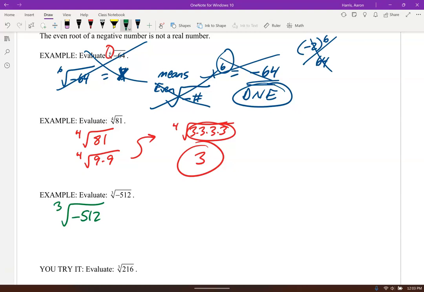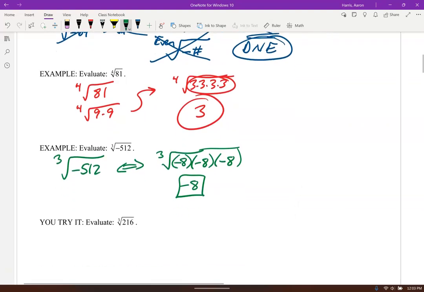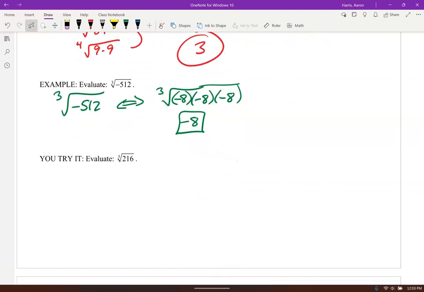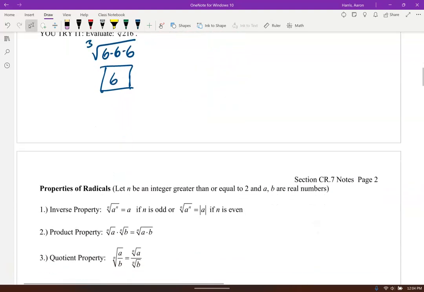We could have a negative something to the third power and give you negative 512, right? Well, let's break down 512. 512 is negative 8 times negative 8 times negative 8. So the third root of negative 512, we're looking for 3 of a kind, is negative 8. And let's go ahead. Why don't you guys go ahead and punch that in. Third root of 216. Go ahead, check your work. The third root of 216 is 6.